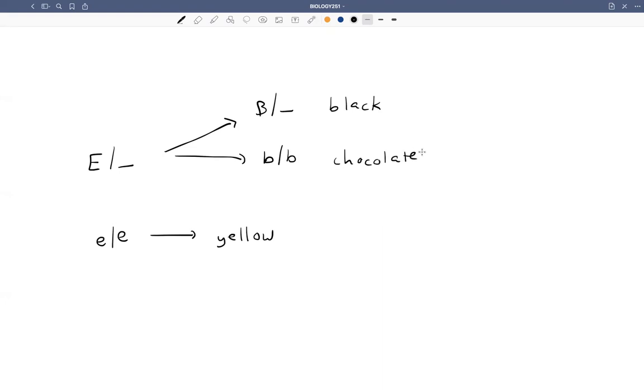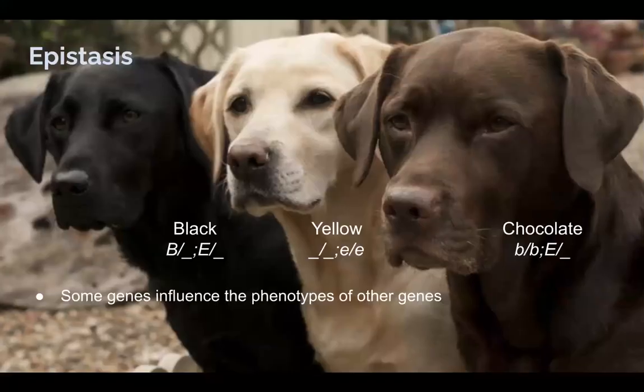So this is the case of epistasis. Epistasis is the literal translation from Greek, and it basically means that one gene is standing on the other one. So the E gene is the gatekeeper and determines whether the B gene will get interpreted. If there's not a big E allele, then in those individuals, the B gene doesn't get looked at, and like I said, it goes straight to producing a yellow lab. And it takes a combination of two genotypes to give you the black or the chocolate lab coat color.